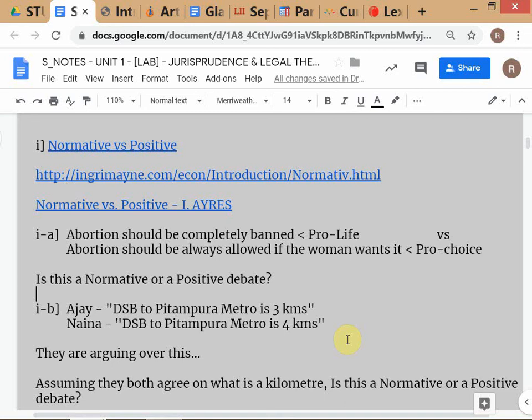Okay, so you understand what is normative versus positive. Is this a normative debate or a positive debate? Normative. Okay, so normative essentially is something you can understand from the point of view of subjective. Normative is typically more like subjective.